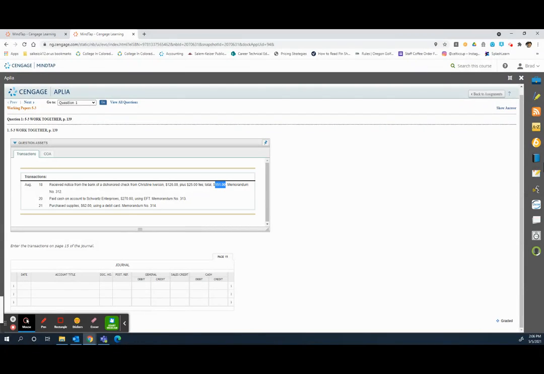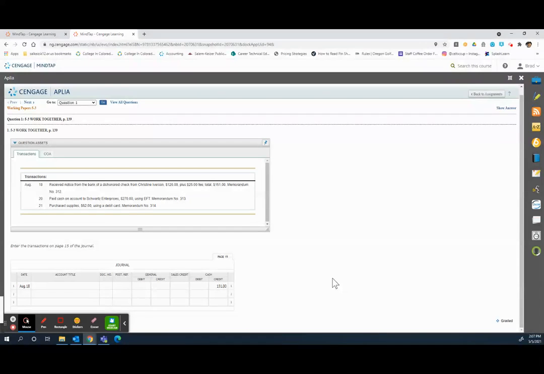$151. So to record this, in the journal, I'll record August 18th. The first thing I'm going to do is remove the $151 from our account. That is for the $126 that we originally thought we had, and then the $25 fee that the bank is charging us. So I will cash credit $151 from our account.